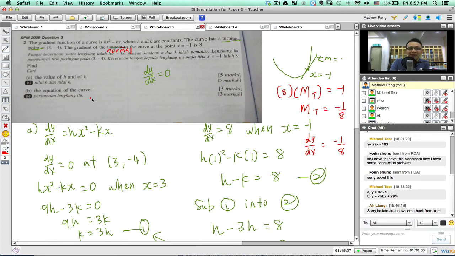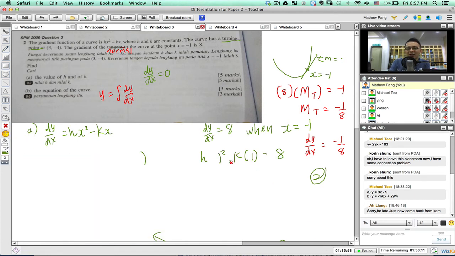Alright, then the second part. Find the equation of the curve. I just told you, if you want to find the equation of a curve in this chapter, the first thing you must understand is that in order to get y, you must integrate dy/dx. You must integrate the gradient function. Alright, so over here, I'm going to erase this one. I hope you understand. If you do not understand, please raise your hand.